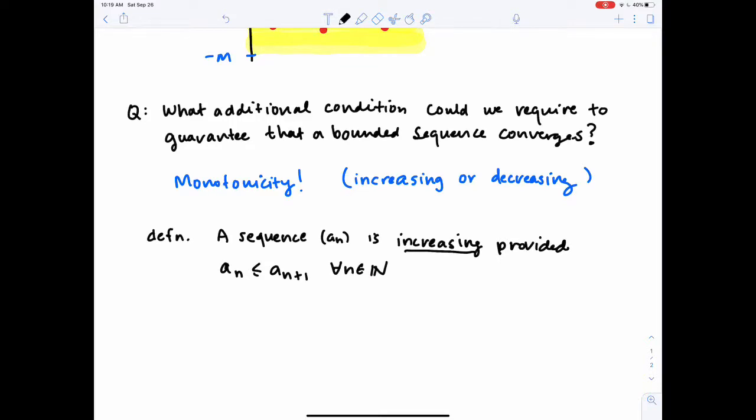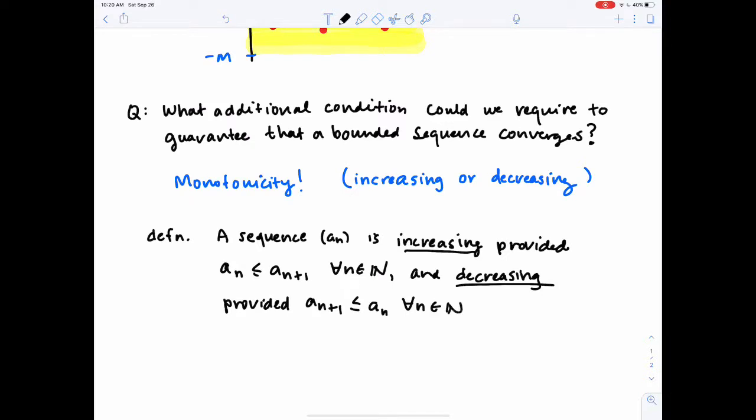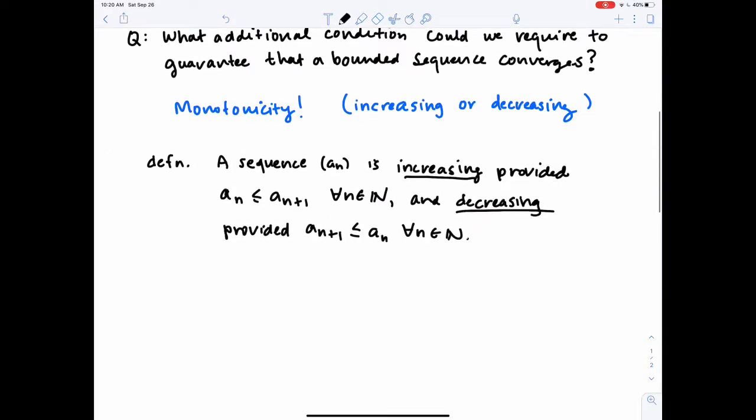And so here increasing does allow for your values to stay constant. That is just a definition choice. You might say strictly increasing if you wanted to communicate that the terms are not remaining constant, that they're only getting bigger at each stage. And we would say it's decreasing provided that a_{n+1} is less than or equal to a_n for all n. And then we say a_n is monotone, provided it is either increasing or decreasing.